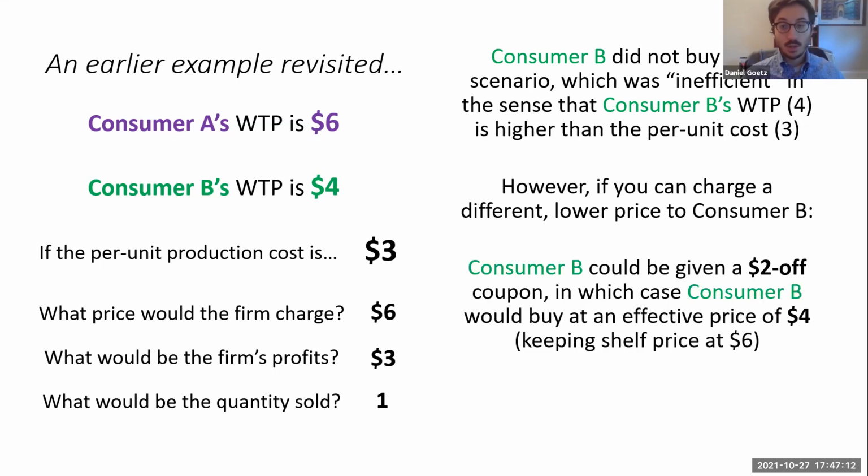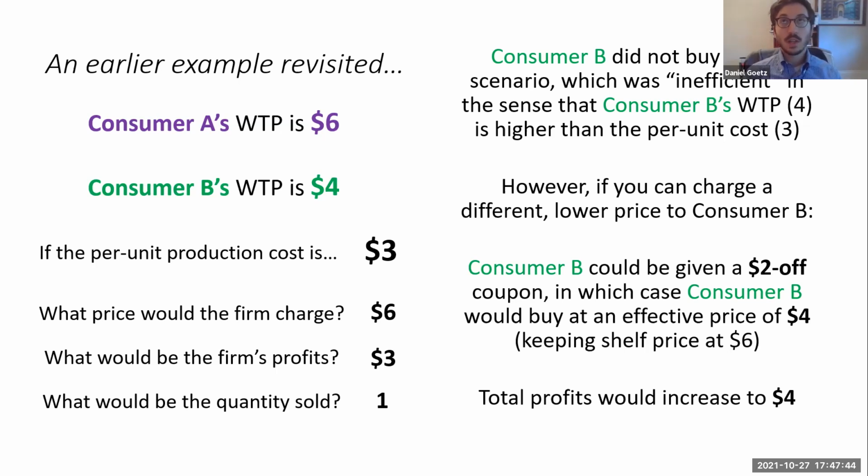So how do we do that? We can give them a coupon, right? So a $2 off coupon, in which case they would be buying at an effective price of $4, but you keep the shelf price at $6. And your total profits would increase, right? You'd be making an additional $1. How do you get the coupon just to consumer B though, right? Would the consumer switch to get the discount? So how do you get it just to consumer B?